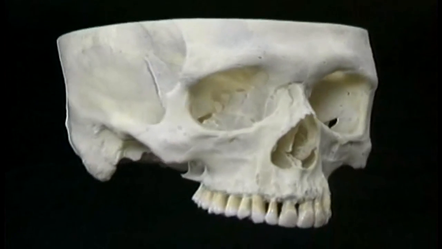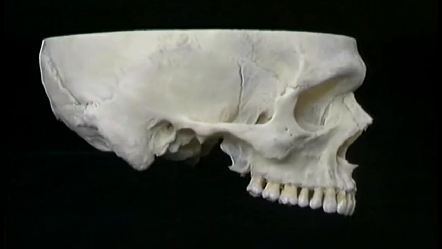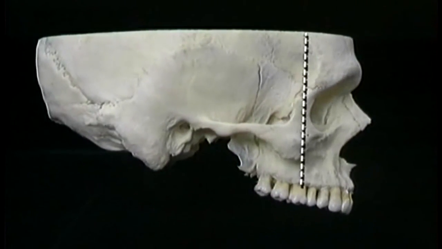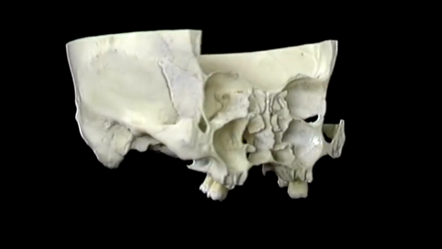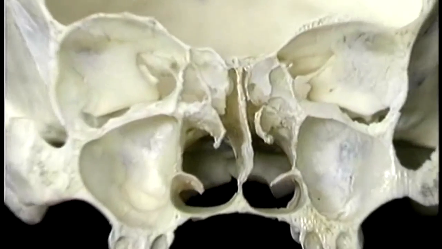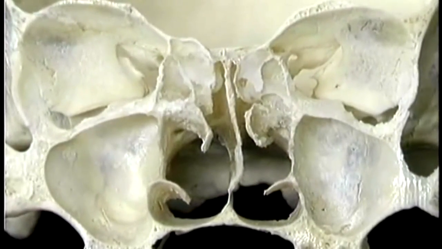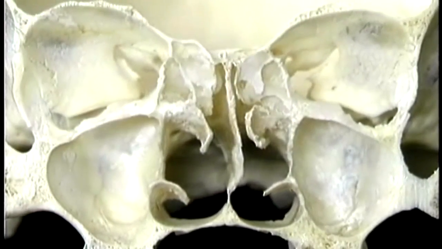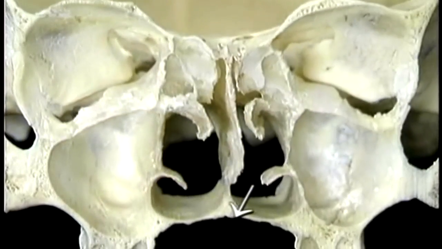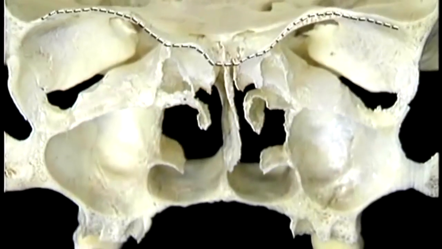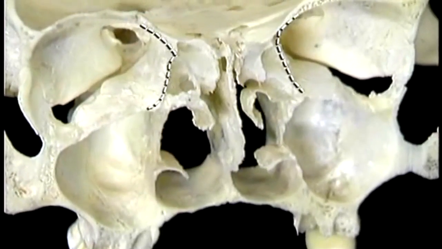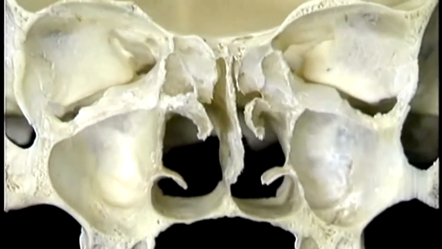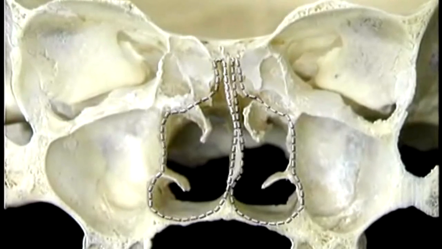To get a better look inside, we'll divide the skull in the frontal plane along this line. There's a lot to see here. Let's get ourselves oriented. Here's the hard palate. Here's the floor of the anterior cranial fossa. Here are the medial walls of the orbits. Here are the 2 nasal cavities.